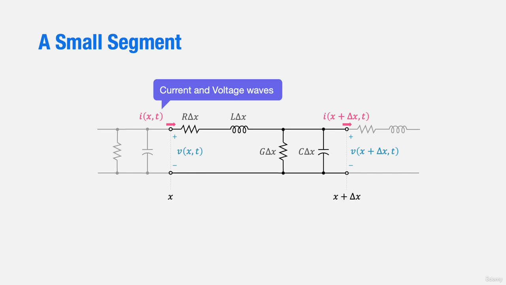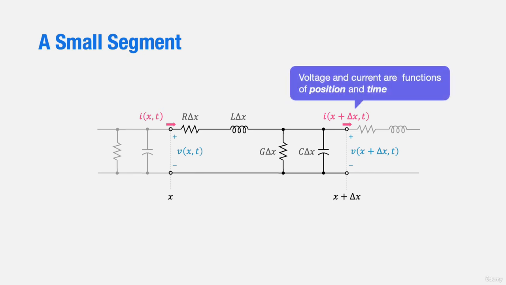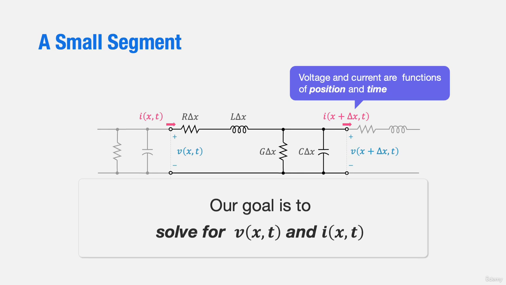We can see that voltage and current waves are not only related to time t, but also to their position x on the line. Our goal is to solve for the voltage wave V of x, t and the current wave I of x, t. We will use this model in the next videos to find the relationship between voltage and current waves on an infinite length and lossless transmission line.